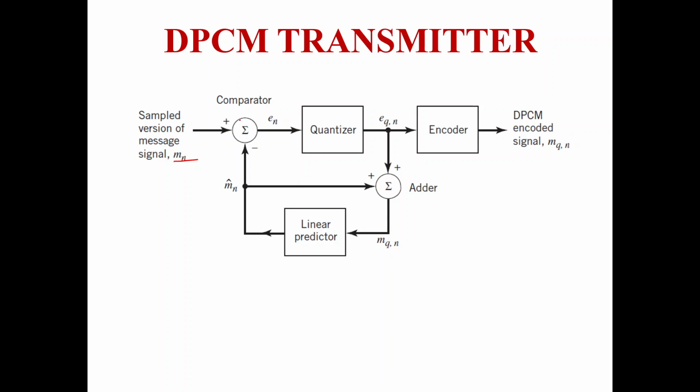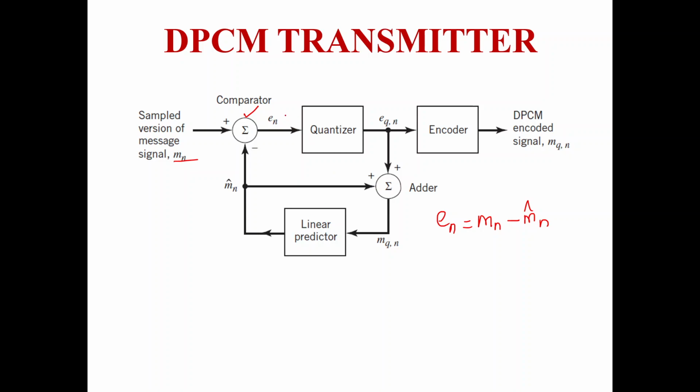This is applied to a comparator. This block is called the comparator block. The comparator, as the word implies, is going to compare the difference between my m(n) and m cap(n). The difference is nothing but e(n). So mathematically I can write e(n) is equal to m(n) minus m cap(n). What is m(n)? m(n) is nothing but my sampled version of the message signal, whereas m cap(n) is nothing but my predicted signal, which is obtained from the output.